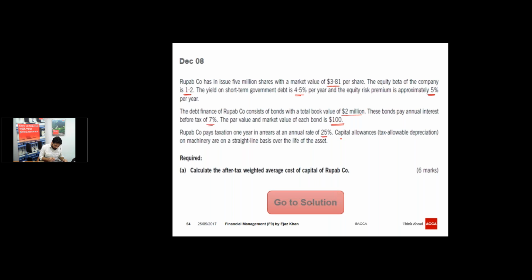So yes, it's a CAPM model, and the cost of equity will be: risk-free rate of return is 4.5%. Equity beta is 1.2, and market risk premium is already given, so we don't need to subtract anything from it. So it will be 10.5%. The cost of equity is 10.5%, right?